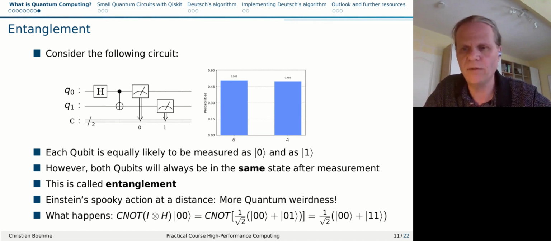Then I apply the CNOT gate. The CNOT gate doesn't do anything to this state here because the control qubit is 0. But here the control qubit is 1. And so I switch this one also to 1, and I get this state, 0, 0 plus 1, 1.